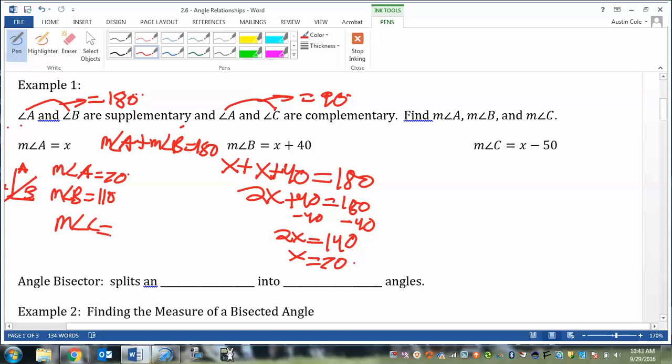Okay, measure of angle C over here. What do you think that is? 20. Plug in 70 for x. 70 minus 50 equals 20. Now does that check out? 20 and 70, is that 90? Where did you get the 20? Where did I get the 20 from? Since we know that x is 70, the measure of angle C is x minus 50, so I substituted in 70 for x.